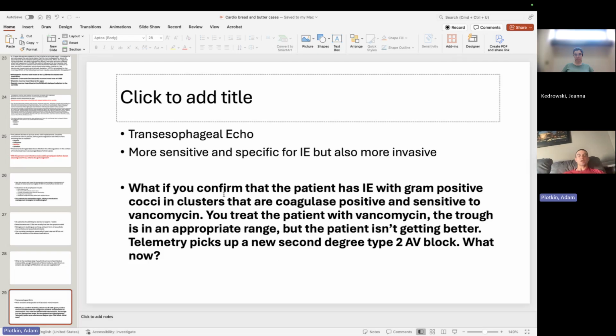So what if you confirm that the patient has infective endocarditis with gram-positive cocci in clusters that are coagulase positive and sensitive to vancomycin? We treat the patient with vancomycin. We get the vancomycin trough. It's in an appropriate range, so we know we have the right dose, but the patient isn't getting better. Telemetry picks up a new second-degree type 2 AV block. What now?